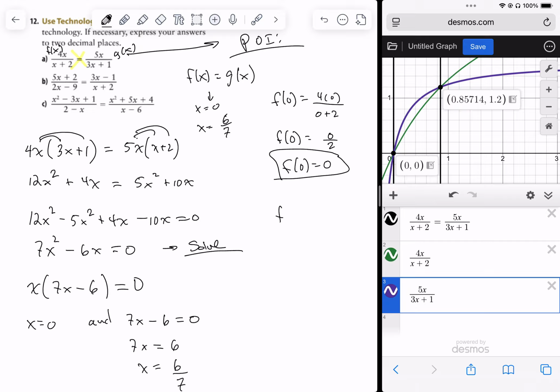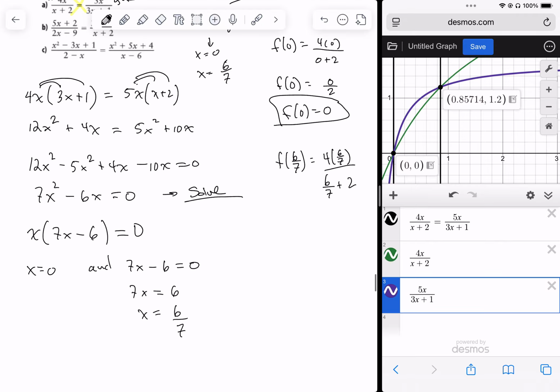So I could actually find f at 6 by 7. Okay, so this is going to be a little bit more detailed. Again, you could pick f of x, sorry, I picked g of x here. Okay, and if you ran through that, you would end up getting 1.2.